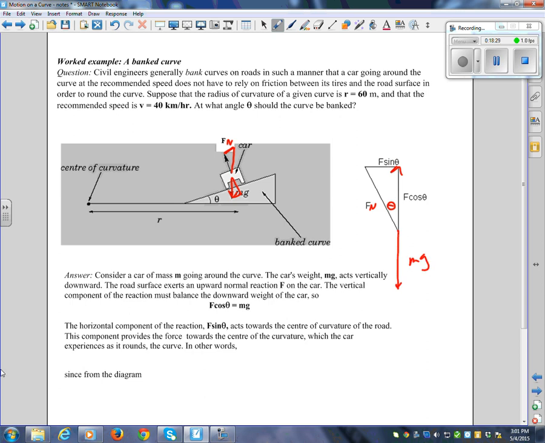The horizontal component of the reaction, F sine theta, this one up here, acts towards the center of the curvature of the road. This component provides the force towards the center of the curvature, which the car experiences as it rounds the curve. This is, in fact, equal to the centripetal force.